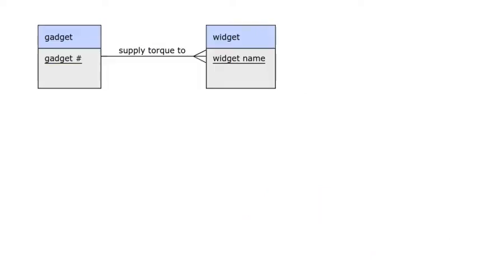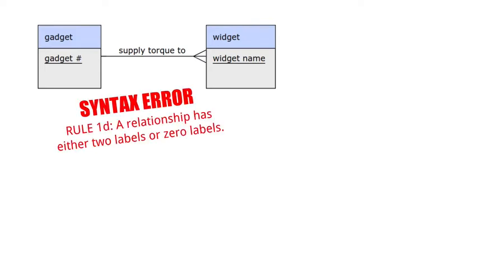A couple more rules about labels. Here's a relationship with only one label. That's a syntax error. A relationship has either two labels or zero labels. In many cases, you might know which way a label should read by intuition, and you might feel inclined to just write down one label for the relationship as a whole, or just label one side of it. But if you try reading this one, does the gadget supply torque to the widget, or the other way around? Highly unlikely that you can make the same statement both ways. Our goal is to communicate. Labels are meant to help us understand and prevent confusion. If you need labels, put them on both sides.